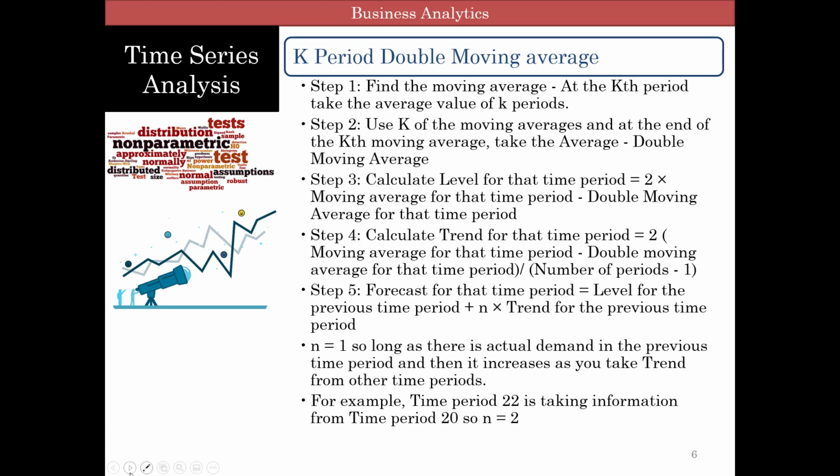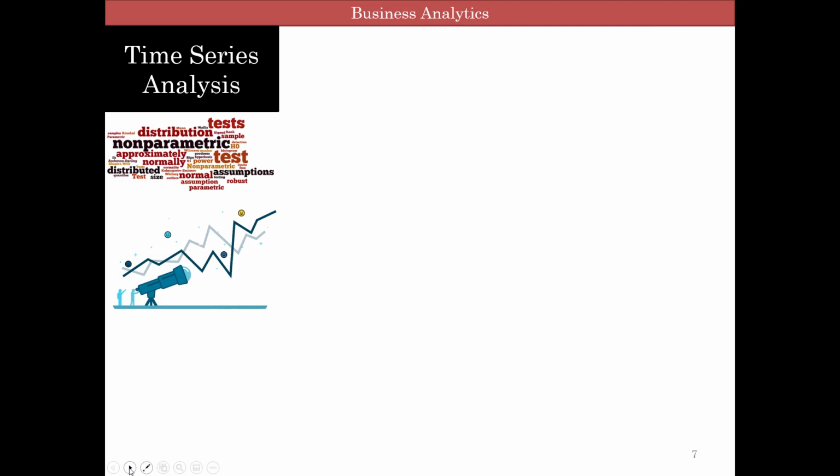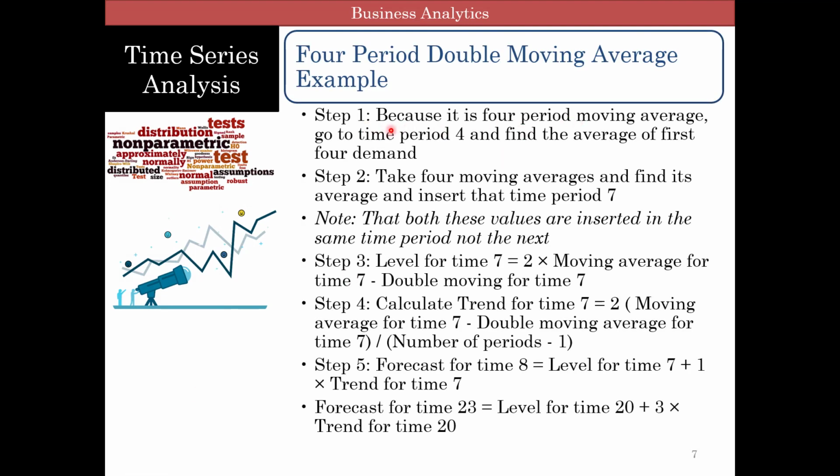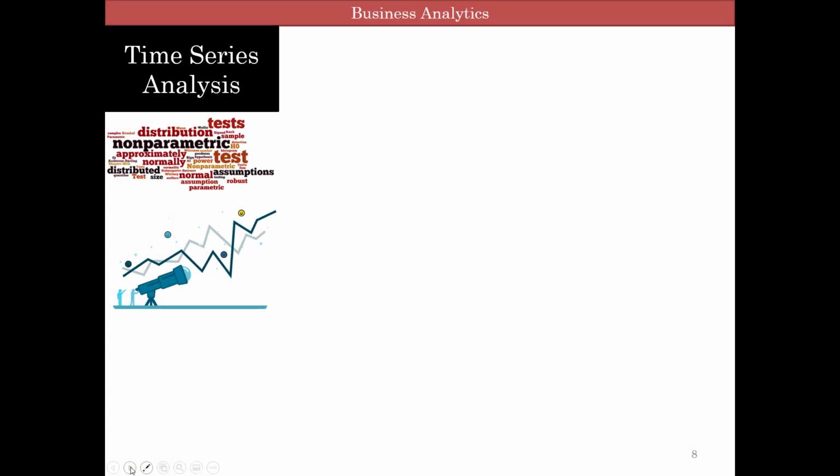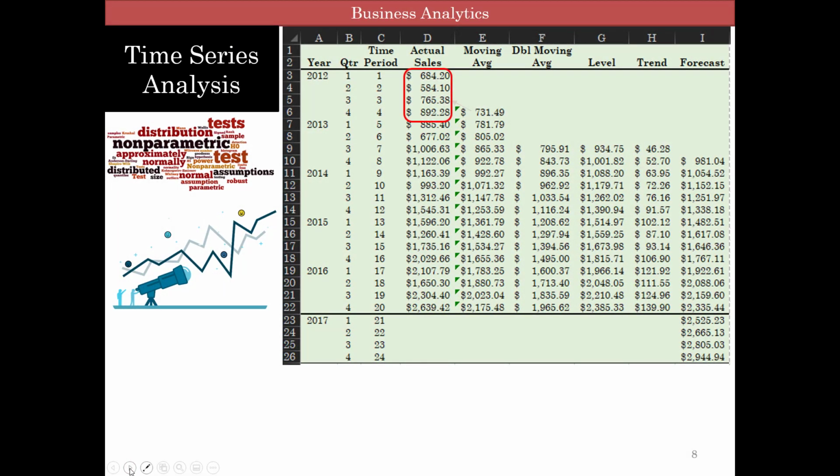Before we get into Excel, let's take the example of a 4 period moving average. I've converted these 4 or 5 steps into how you're going to do the 4 period moving average, and here are some examples we can walk through. I'm not going to read through each one of them. You can open up the PowerPoint slide and read through it step by step. And then here is the final example, the forecast at time period 8 or 23. We'll talk about that. So let's focus on Excel and make sure that we are actually able to do this.